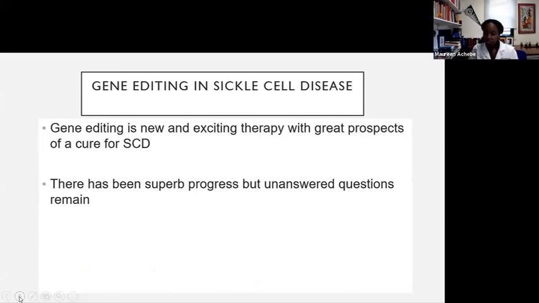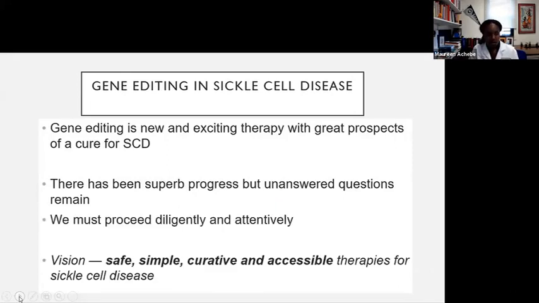So we see gene editing as new and exciting with great prospects for a cure for sickle cell disease. There's been superb progress, but there are many unanswered questions. So we are aware that we must proceed diligently, and the goal is really to have safe, simple, curative, and accessible therapies in general for sickle cell disease.